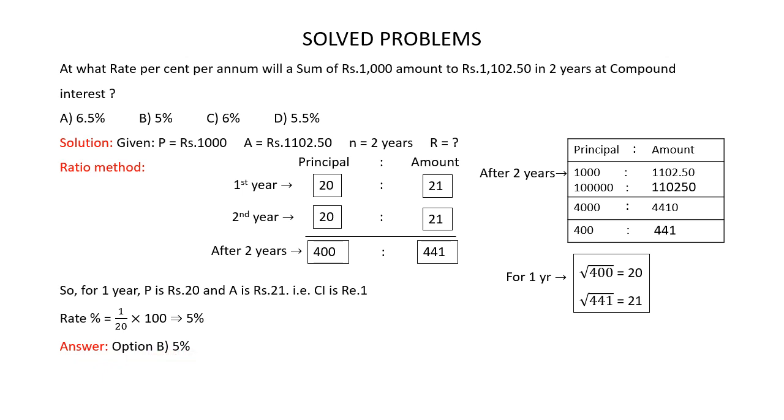Just remember here while doing the shortcut method that when time is given as 2 years, the principal and the amount have to be perfect squares. So you have to reduce both the principal and the amount till you get a perfect square. Then the square root of the principal and the amount would give the principal and the amount for 1 year, from which the rate of interest can be easily calculated. Hope you have understood the shortcut method.